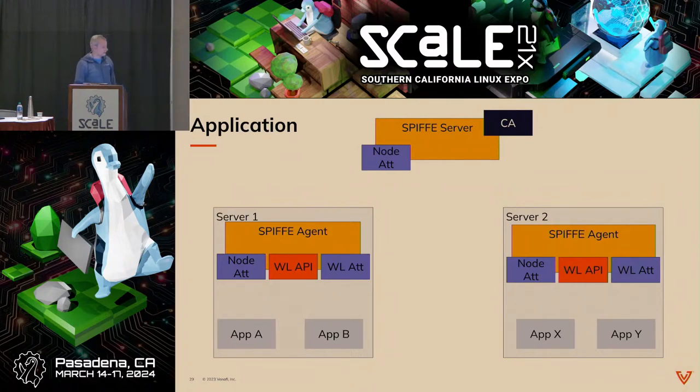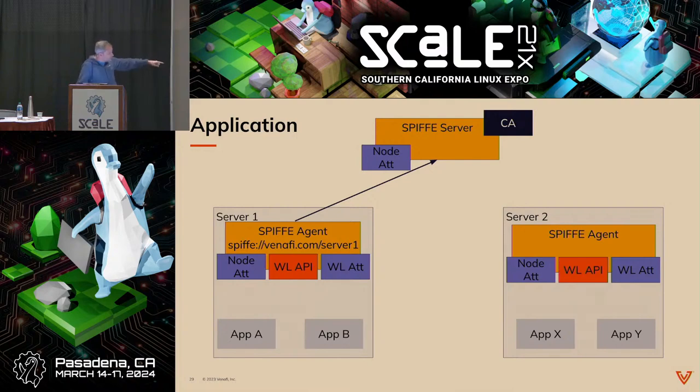And the way this works is when a SPIFFE agent comes up, for example, in server one, it's going to gather some proof of node and send it to our SPIFFE server. Our SPIFFE server is going to validate that information by doing its own checks, for example by querying the Cloud API endpoints and validating that the node is what it says it is. And it's going to then issue a SPIFFE identity for the server. It's going to send this back.